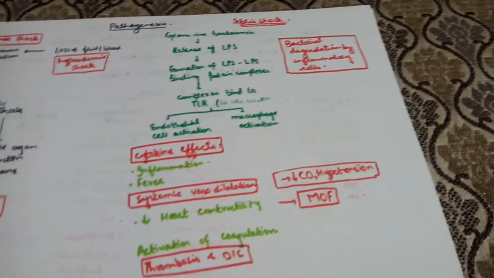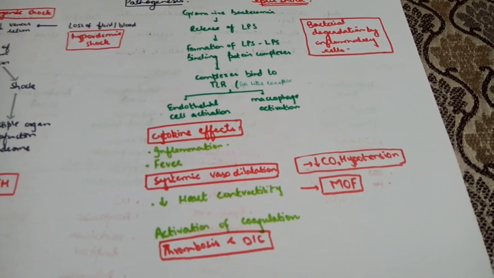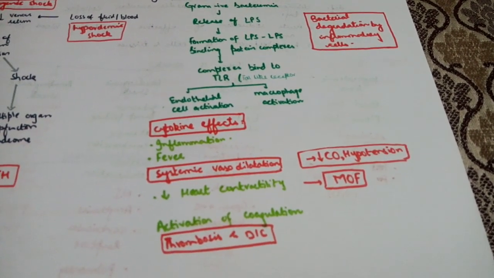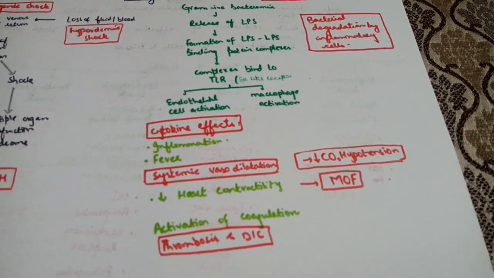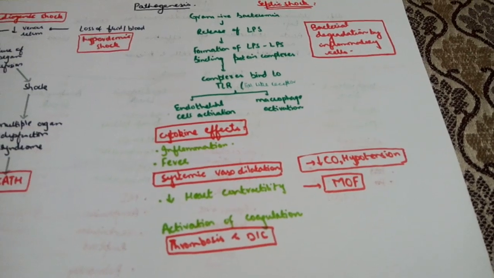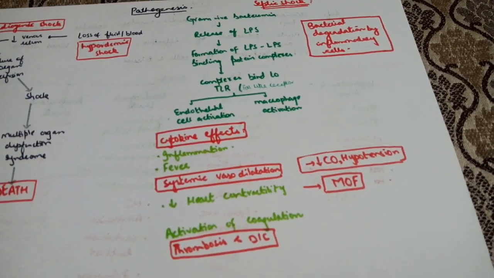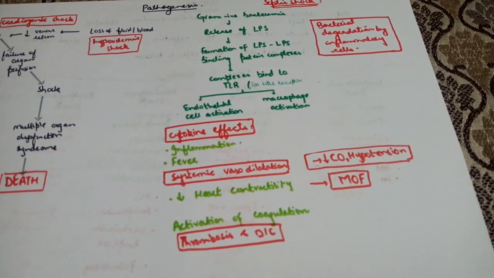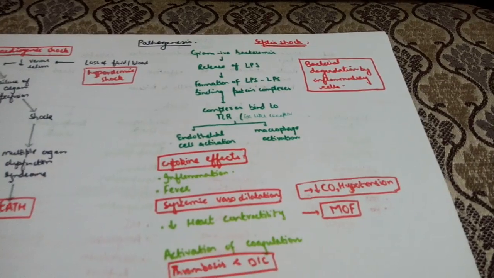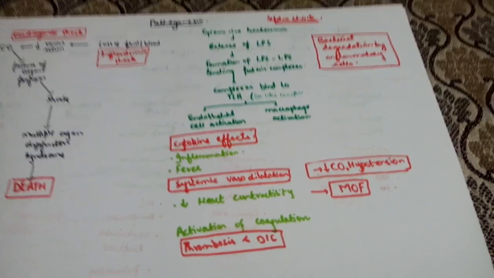Let's discuss septic shock. In septic shock there is a gram-negative bacteria that releases lipopolysaccharide. Now when they secrete lipopolysaccharide, what happens? The formation of lipopolysaccharide binding protein complex occurs. That complex binds to toll-like receptors. As a result of this, endothelial cell activation and macrophage activation occur. This was the bacterial degradation by inflammatory cells.